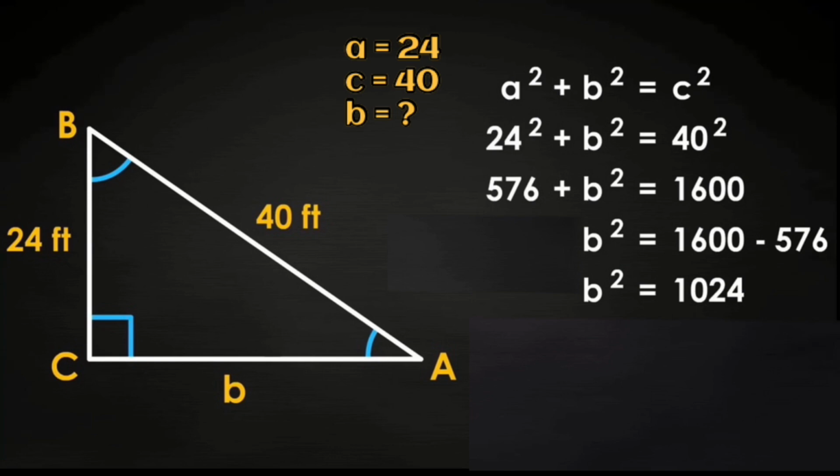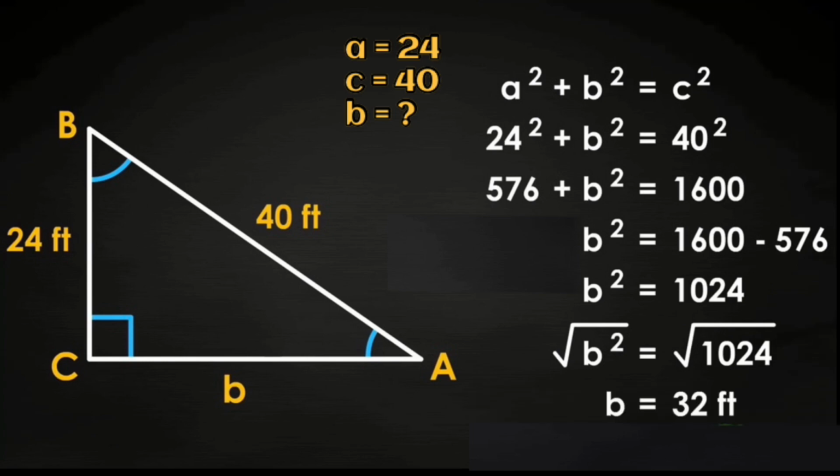1,024. Again, to eliminate the squared, apply the square root on both sides of the equation. So we have here now square root of B squared is equal to square root of 1,024. Square root of B squared cancel out the square root and squared. What was left is B, and that is equal to square root of 1,024 is 32. So we have here now B is equal to 32. Therefore, the measure of the other leg of the right triangle is 32 feet.